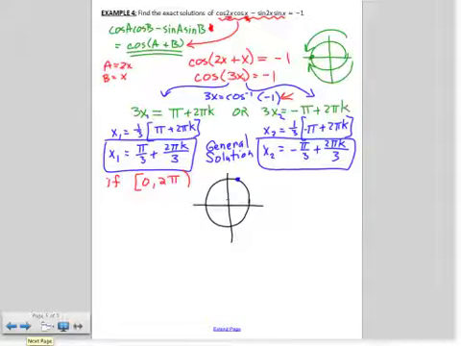So we should have 3 solutions between 0 and 2 pi. So here we go. If this is what we were asked for, we're going to let k equal 0. When k equals 0, x1 is pi over 3. That's a simple one. When k equals 1, x1 is pi over 3 plus 2 pi over 3.